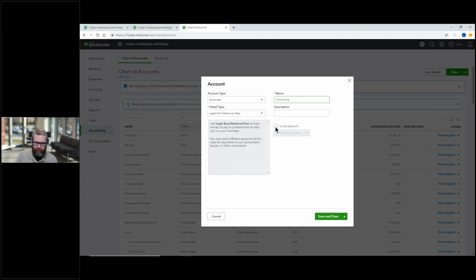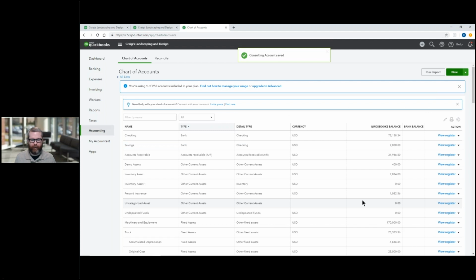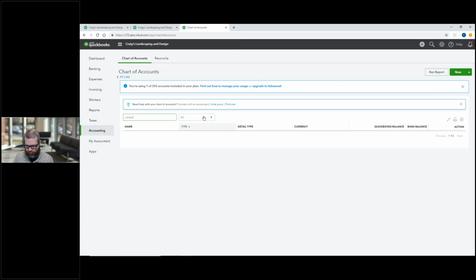Perfect. And then right here is also sub-account. We'll explore that here in a minute, but for right now, I'm just going to enter this as consulting. We'll save and close. And that account has been set up on my chart of accounts. Right here, I can type in filter for name, consulting, and there it is. So there's our expense account that we just created.